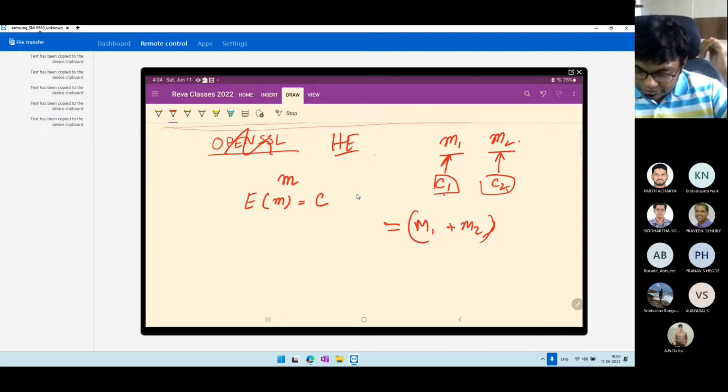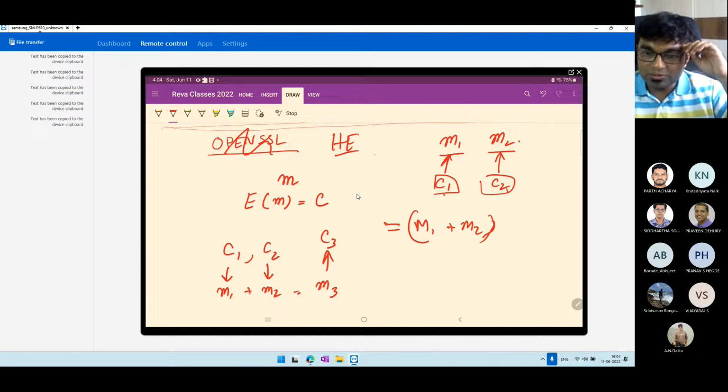What I have to do, I know the ciphertext, I know C1 and C2. From C1, I have to get M1. From C2, I have to get M2, and then I have to add. Then we create M3, and then again I have to set it back as C3. Right? This is how it usually works.